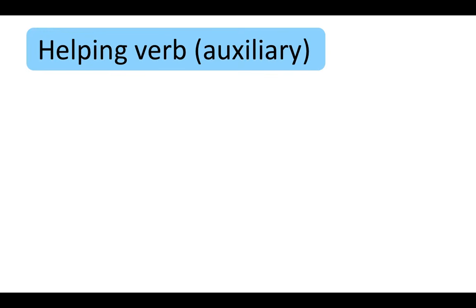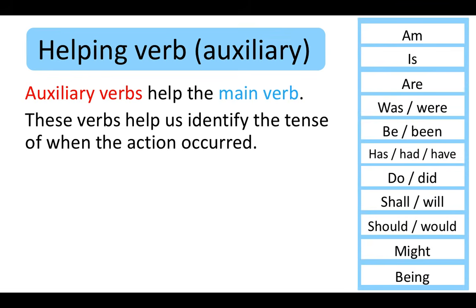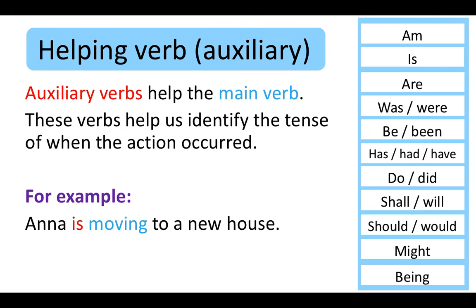Helping verb, also known as auxiliary verbs. Auxiliary verbs help the main verb. These verbs help us identify the tense of when the action occurred. This includes am, is, are, was, were, be, been, has, had, have, do, did, shall, will, should, would, might, being. For example, Anna is moving to a new house. They were playing in the park.